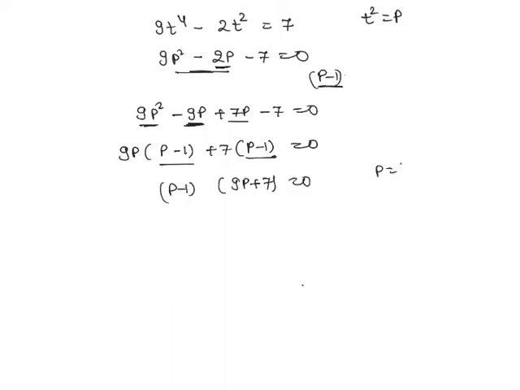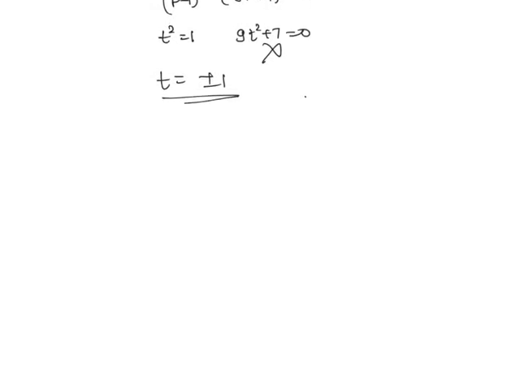Here p is nothing but t square. So t square equals 1 or 9t square plus 7 equals 0. This is not possible. So t equals plus minus 1. So log x equals t, which is plus minus 1. So x equals 10 power plus minus 1. So x equals 10 or 1 by 10. These are the two answers.